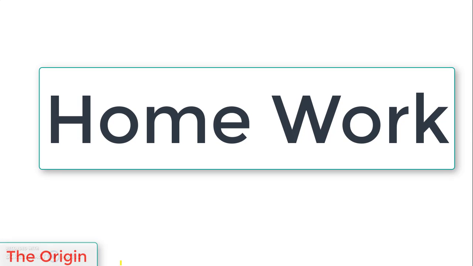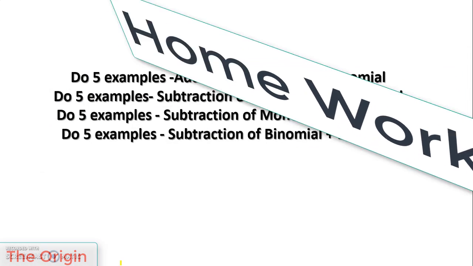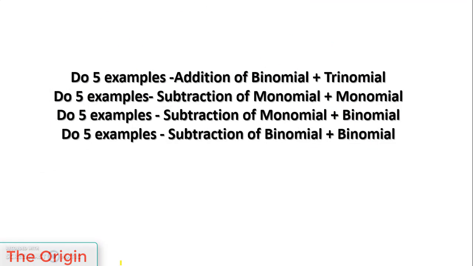Watch the video again and do 5 examples of each model: addition of binomial and trinomial, subtraction of monomial and monomial, subtraction of monomial and binomial, subtraction of binomial and binomial. Practice 5 examples for each problem type. This is the work for you. And practice monomial by monomial 10 problems. It will be better for you because it is very important, and you can easily understand the remaining concepts.